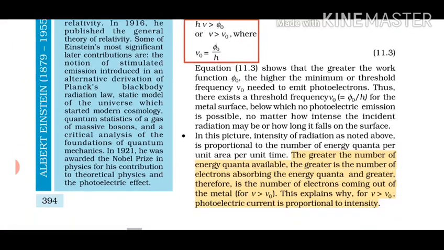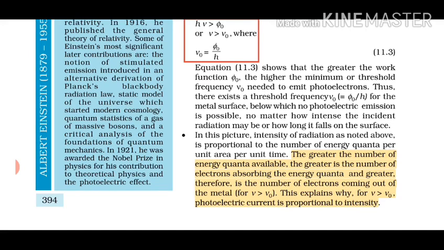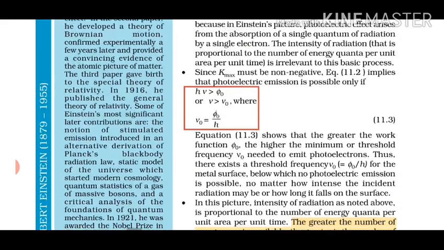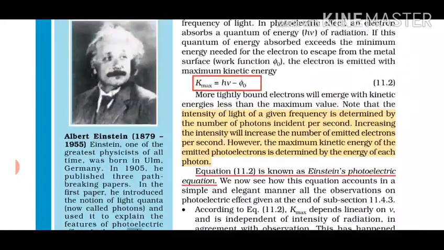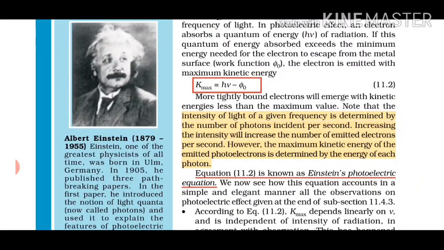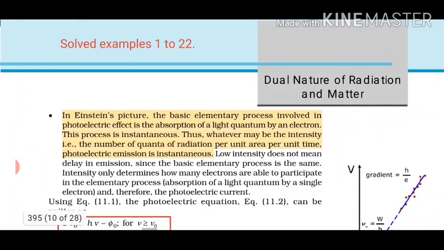Now the third point is saying that the greater the number of energy quanta available, and energy quanta means photons, the greater the number of incident photons, the greater is the number of electrons absorbing energy. So greater will be the number of ejected electrons. It means photocurrent is directly proportional to intensity. So Einstein's photoelectric equation is again concluding all the points that we have seen experimentally. So this is correct, this is valid.